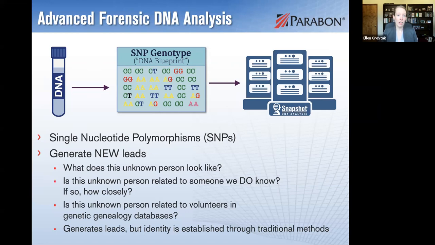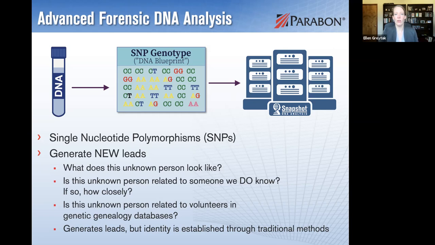And then at the end, the identity of that person is always established using those traditional forensic methods. So we help the detectives figure out who to look at, whose DNA to test, but in the end, it's always that direct DNA match that goes to court and is used for arrest and prosecution.